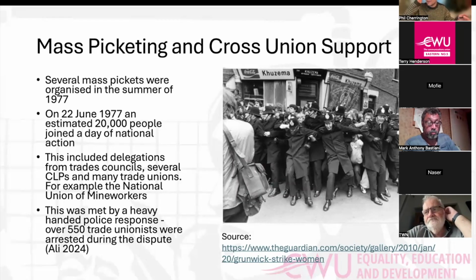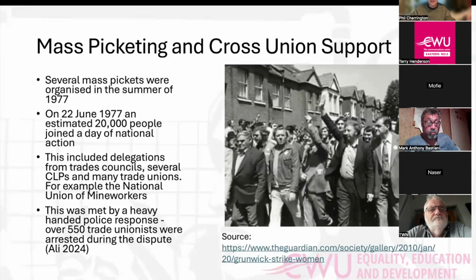According to Taj Ali, again, over 550 trade unionists were arrested during the lifetime of the dispute, which is an extraordinary number. And also, you can see the scale of support here. And I guess what's significant here is the degree of class solidarity on show. You see the protesters here, predominantly white, middle-aged men, as trade unions were and still are to some degree, and they've come out in support of these mostly Asian women. So it's a powerful show of intersectional, but also class-based solidarity, and showed the power of what the trade union movement could be.